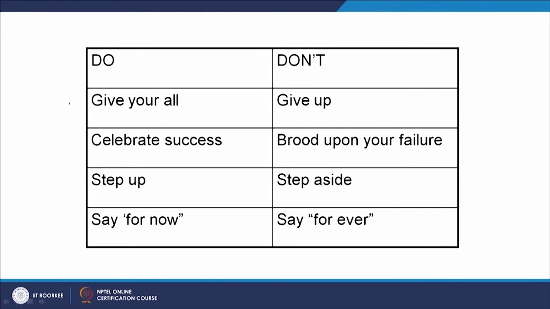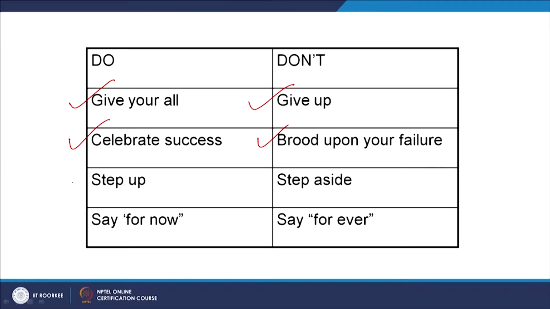Then please do give your all, do not give up. Then celebrate the success, and do not linger on your failure. If there is a failure, definitely develop on the failure and try more. Do step up, do not step aside. Do say for now, do not say forever. So, whatever the task is ahead of you, please say that for now and do it now.